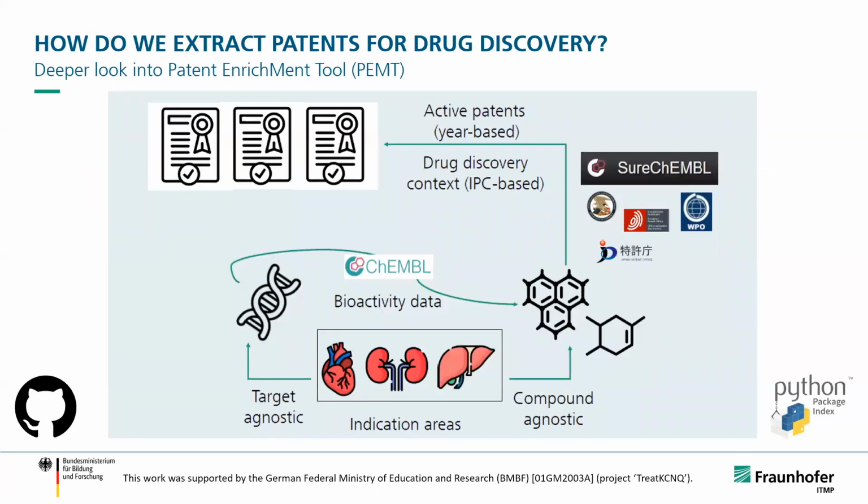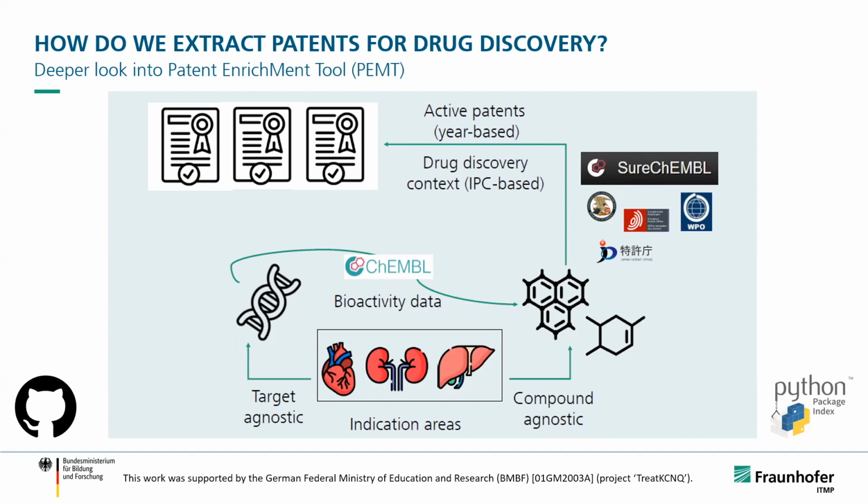To extract patents for drug discovery, we created a tool which is called the Patent Enrichment Tool, short acronym PEMT. This is a Python-based tool. What the tool does is extract patents for a given indication area. So this could be target agnostic, where you start with the target and look for active compounds based on bioactivity data available in public databases such as ChEMBL. Or it could be from the compound side, where you already have a pre-lead and want to find out patents that are relevant for drug discovery.